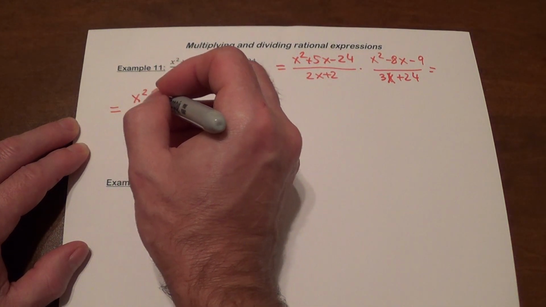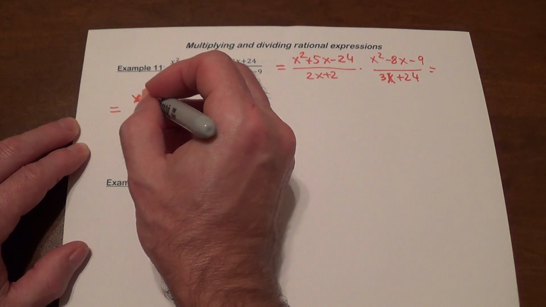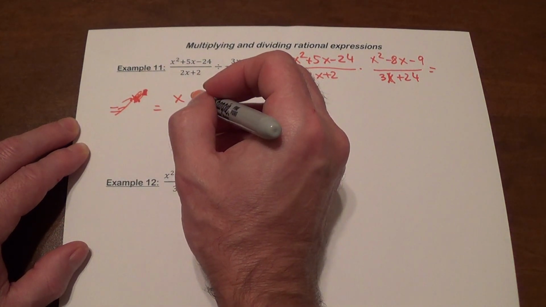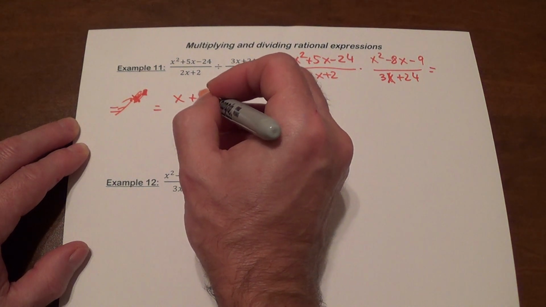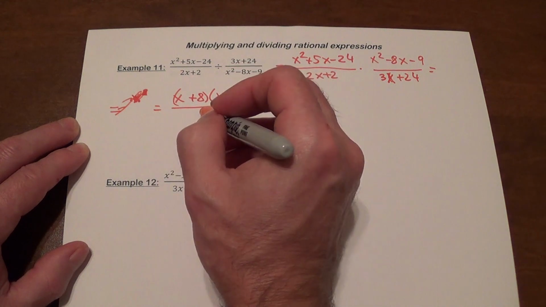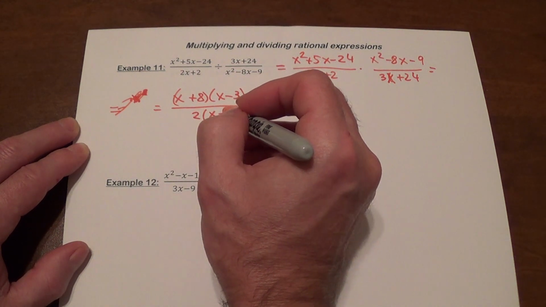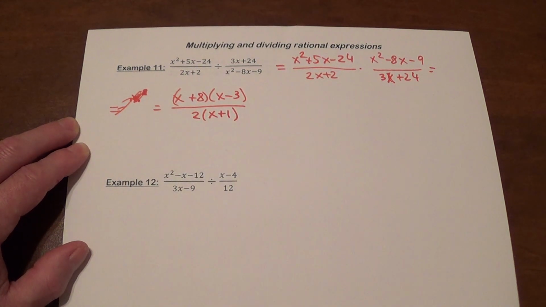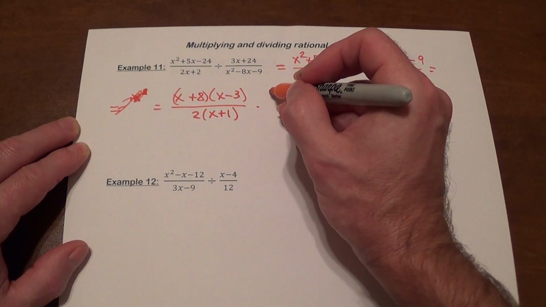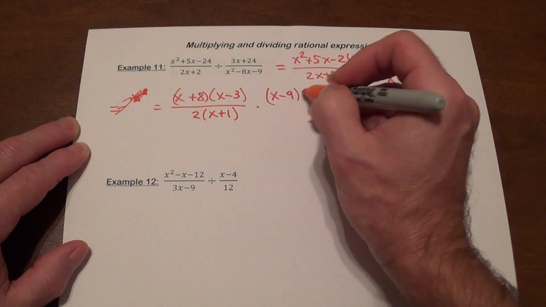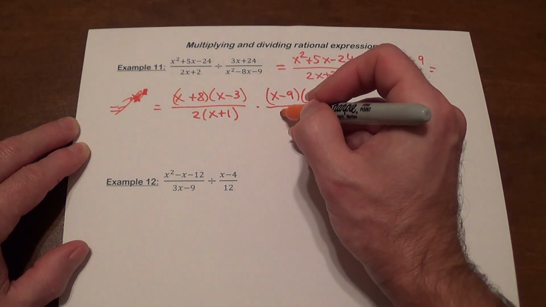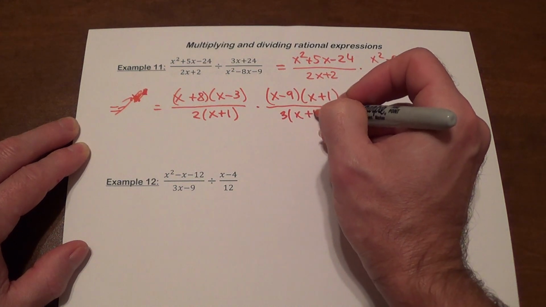It's going to be x, strike that, x plus 8 times x minus 3. The denominator you can factor out 2, which will leave you with x plus 1. The second rational expression, you can factor the numerator here as x minus 9 times x plus 1. The denominator you can factor out 3, which will leave you with x plus 8.